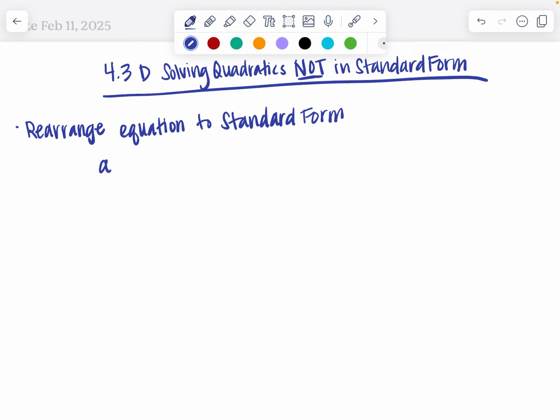Remember, standard form is ax squared plus bx plus c. So we want the highest exponent and then in descending order down to the constant. After you get it in standard form, you're going to decide which method to use.